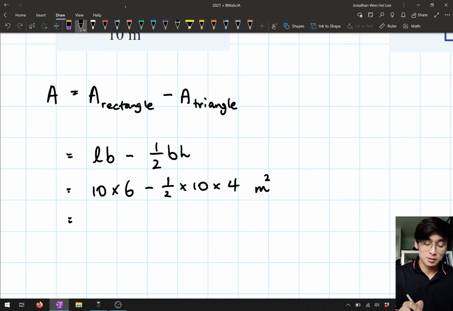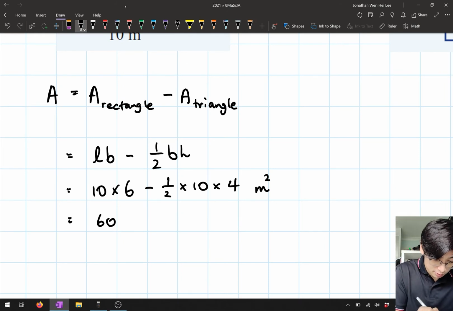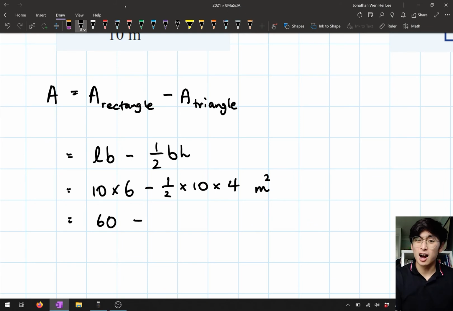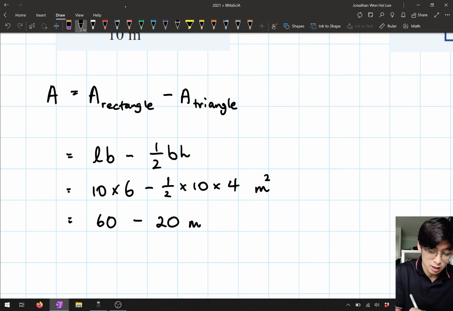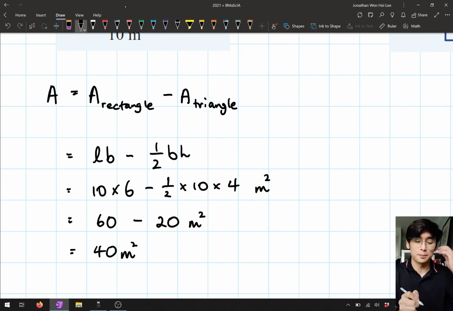So here, 6 times 10, that gives me 60, minus half times 10 times 4. Now, half times 10 times 4, all I need to do is take half of 10 times 4. What's 10 times 4? 40. Half of that is 20. So here I've got 60 minus 20 meters squared. And so I get a final answer of 40 meters squared.